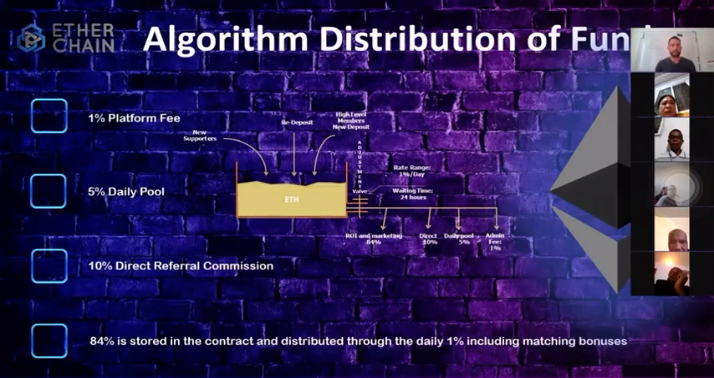10% is paid out instantly as direct referral commission, while a total of 84% of every single deposit will be stored in the contract and distributed through the daily 1%, including the matching bonus, to the entire community. That is why 21,000 members out of 21,000 have received from this community fund. 84% of whatever you do goes to the community fund and is being distributed to the entire community.